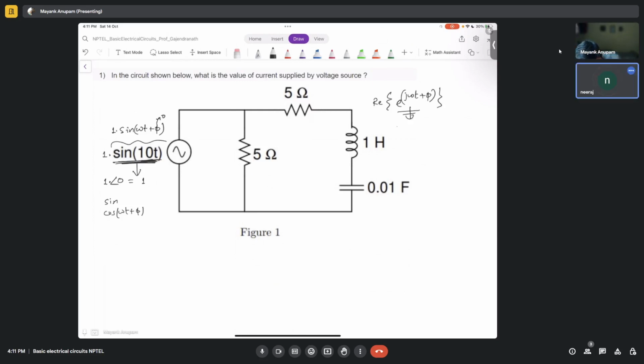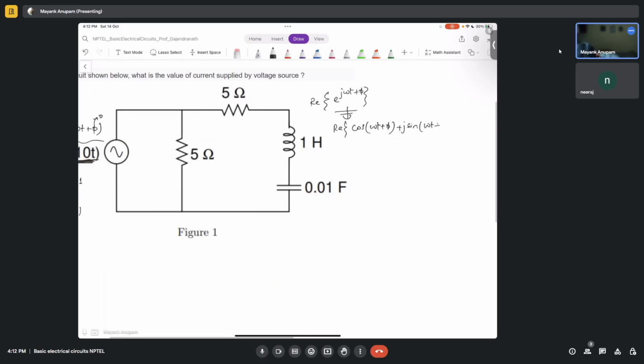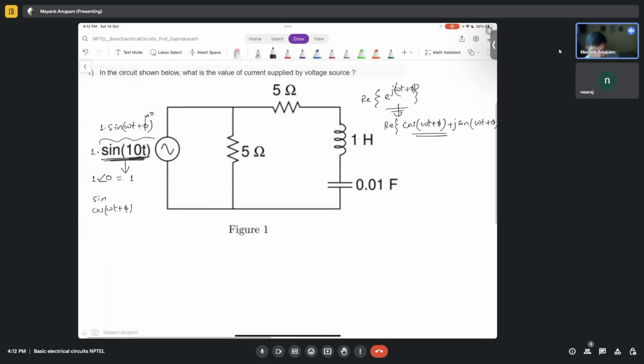So how will this look? The real part of cos of omega t plus phi plus j sine of omega t plus phi. This is what is inside, and we were only worried about the real part.